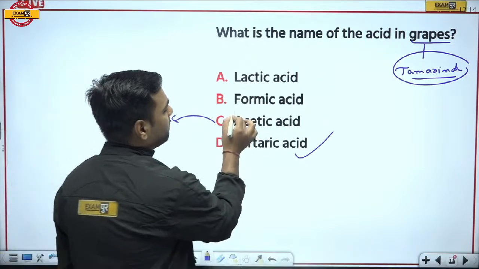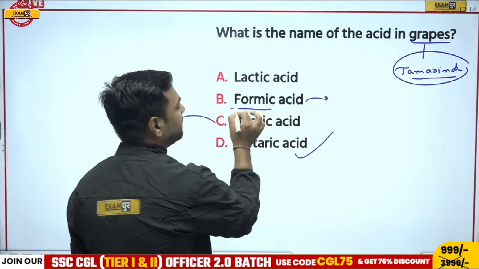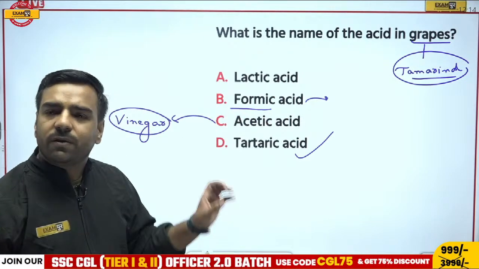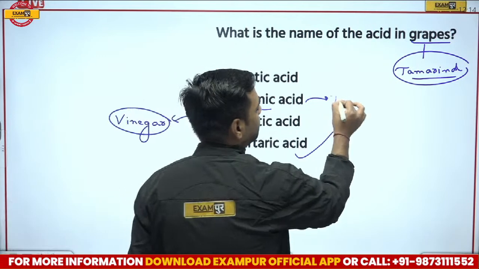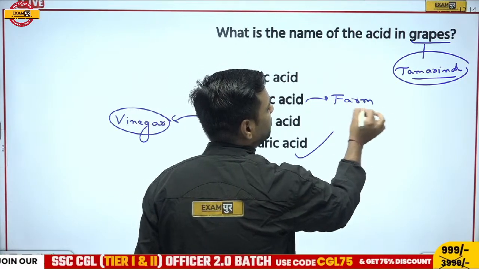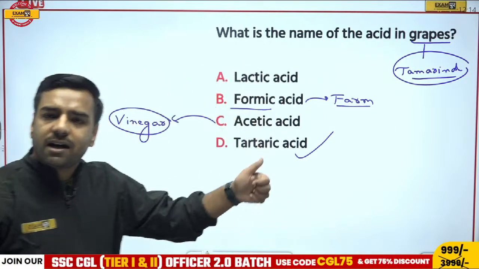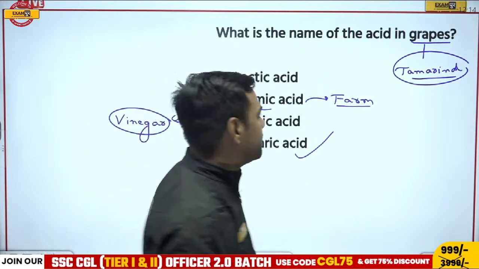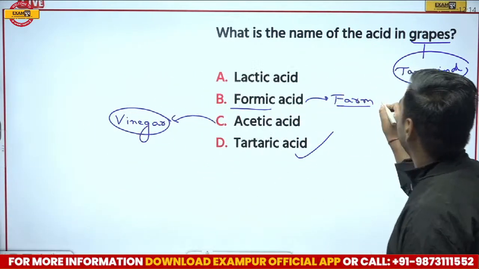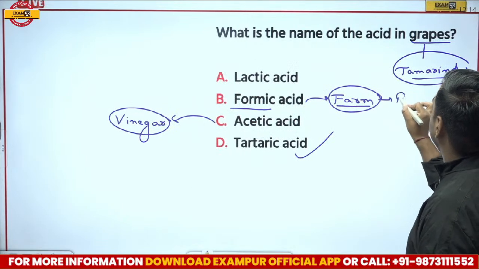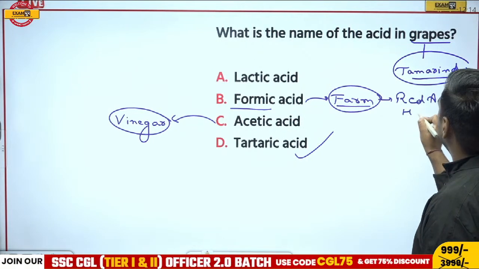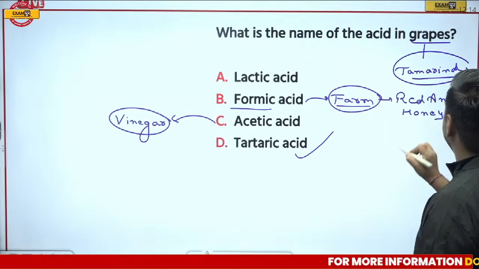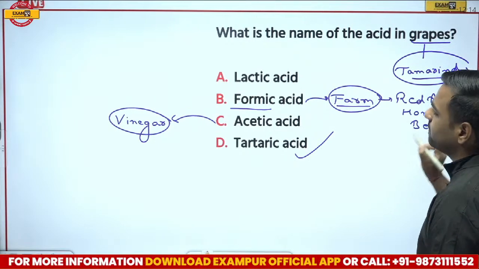Now talk about formic acid. From this word formic, we can understand we are talking about a word that is farm. In farm, what all things we get? We get ants, we have honeybees. So from this word farm, you can relate, this is actually a trick. You can relate that red ants and honeybees are actually having this formic acid.